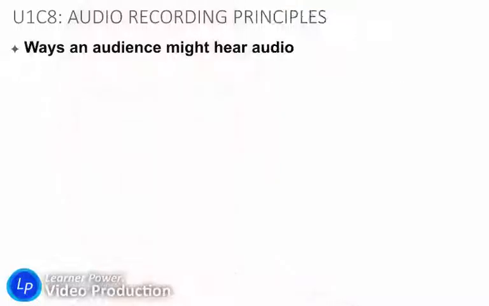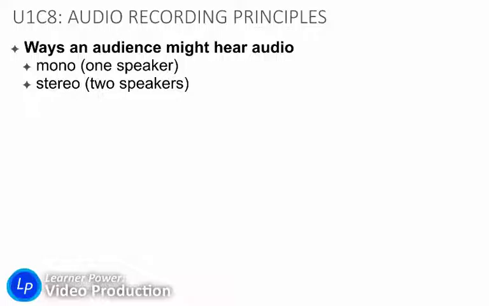Here in Unit 1c8, we'll talk about some principles of audio recording as it applies to video production. To start, let's talk about ways that an audience might hear audio. You might hear audio in mono from one speaker, but that almost never happens anymore, just one speaker playing the audio. Usually we listen to stereo.